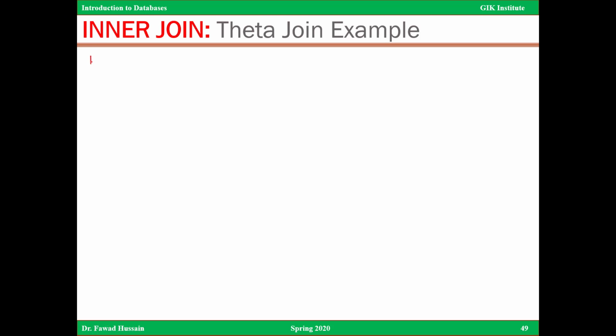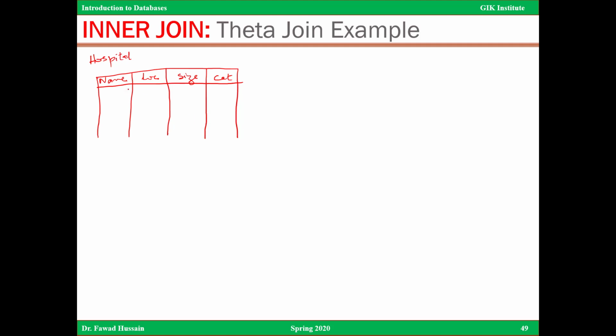Let's say we have a hospital. So we have a table corresponding to hospitals. We have the name, we have the location of the hospital, we have the size, perhaps the number of beds, and the category, what category this hospital is. So we can make a table like this. And we can fill it with values.